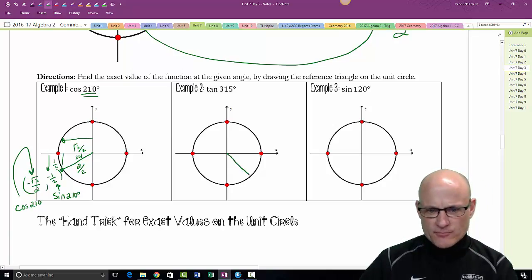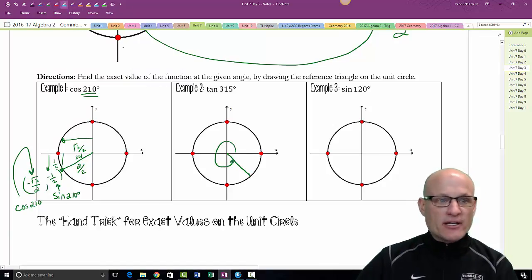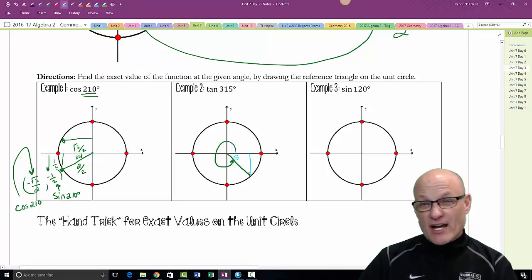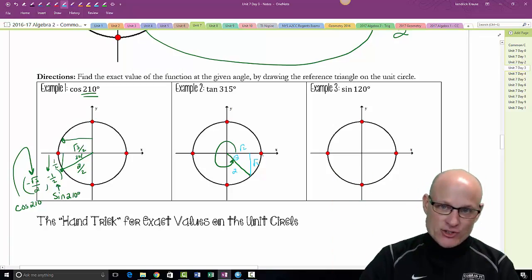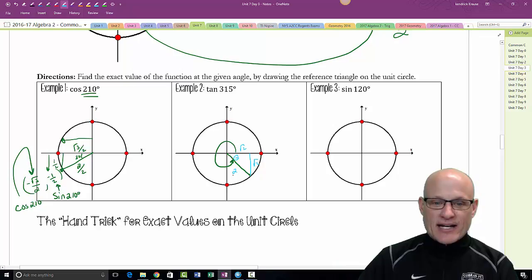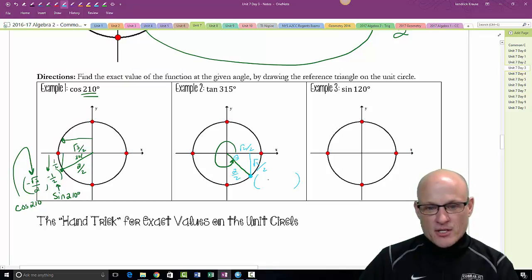Let's talk about 315. 315 is right here. What I want to talk about is this reference angle, and this reference angle is 45 degrees. So in a 45, 45, 90 right triangle, we do 2, square root of 2, square root of 2, but to dilate it to the unit circle, we have to divide everything by 2. This is where that hand trick is going to come really handy for you. So the coordinates of this point are positive square root of 2 over 2 for the x value. The y value is down, so that's negative square root of 2 over 2.